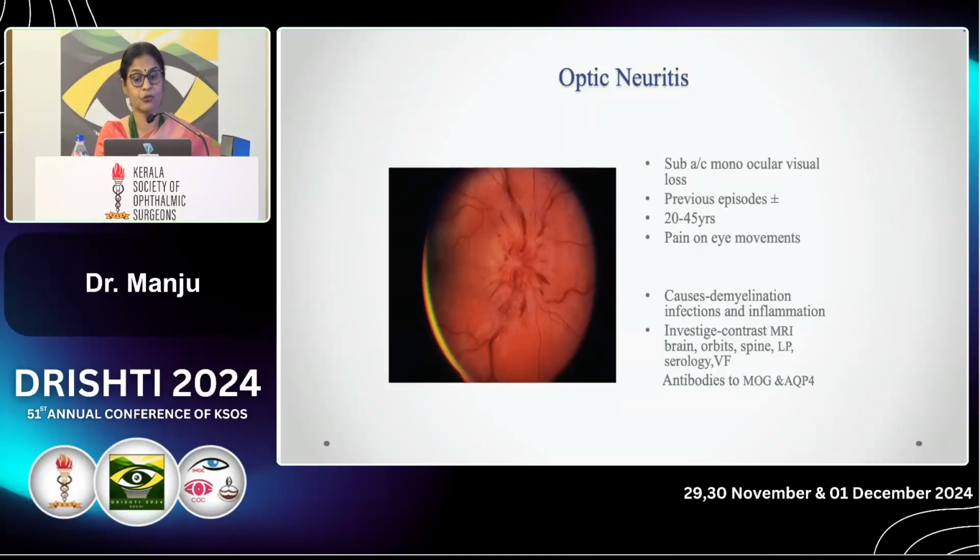A typical case usually is seen between 20 and 45 years. Characteristically, the patient complains of pain on ocular movements. The findings are similar to papilledema, but the disc edema is less marked as what you see in papilledema. Main causes are demyelination, others are infection and inflammation. You have to do the relevant investigation to find out the cause of optic neuritis.